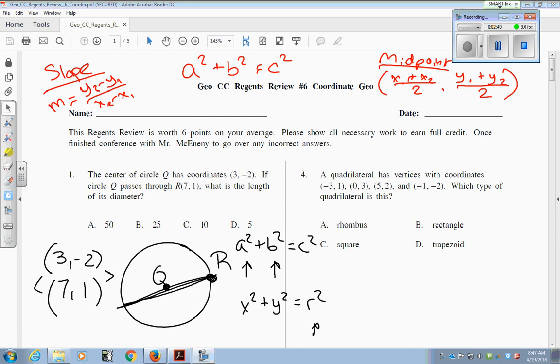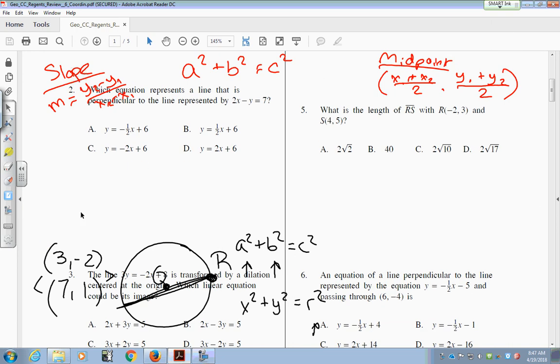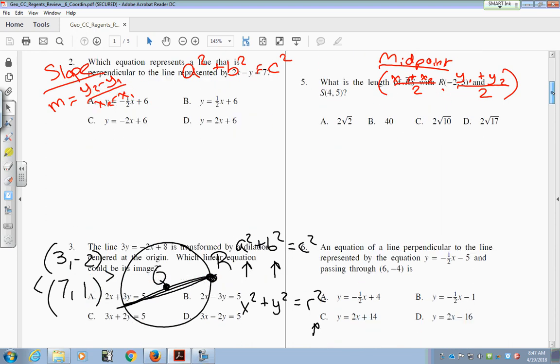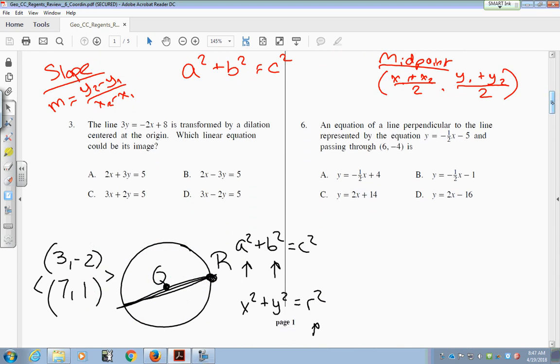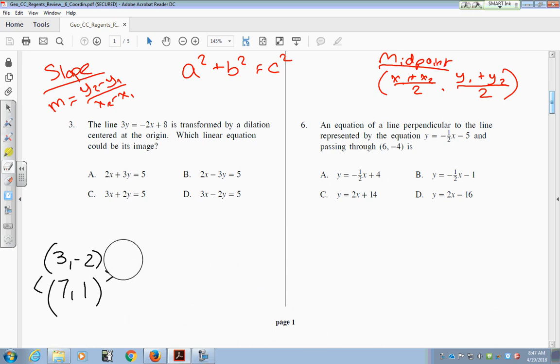So let's move on to another question. Let's take a look at question number 6. Okay. So with question 6, it says equation of a line perpendicular to the line, okay, and passing through 6, -4. So, well, first thing we can talk about is, it says perpendicular. So first thing we need to figure out is the slope of that one line.